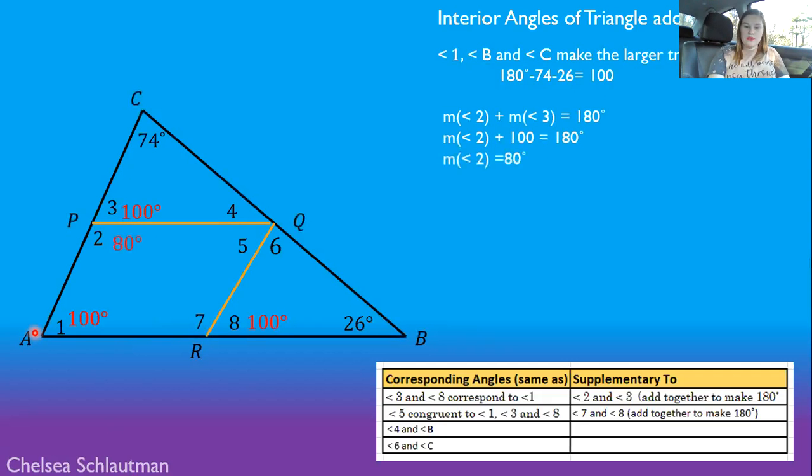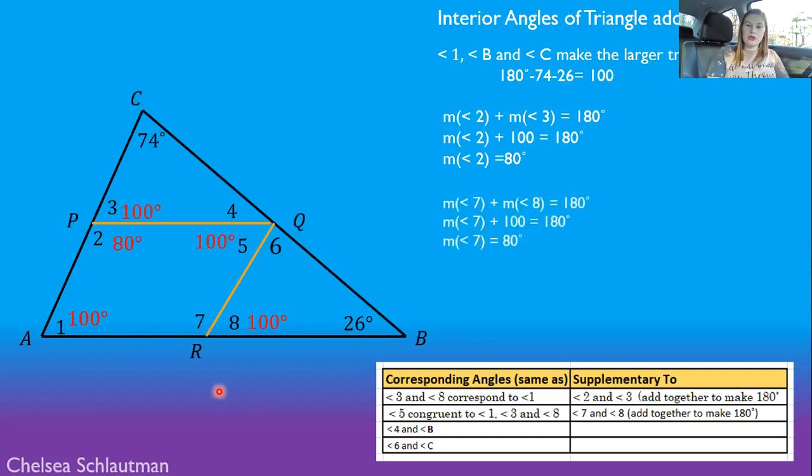Next, we're going to find angle 5. It says here in our table that it is congruent to angle 1, angle 3, and angle 8. It is the same as we've already gotten: 100, 100, and 100. So angle 5 will also be 100.